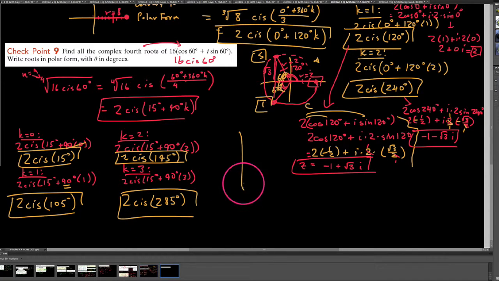Not that we're required to do this, but I really want to emphasize that if we were to sketch each of these numbers, we would say 2 units in a 15 degree direction. If I'm calling this 15 degrees, it would be there. 105 would be 15 degrees past 90, which would be here. 195 is 15 degrees past 180, and 285 is 15 degrees past 270. We can see that all 4 of our complex roots are evenly spaced out around this circular region.